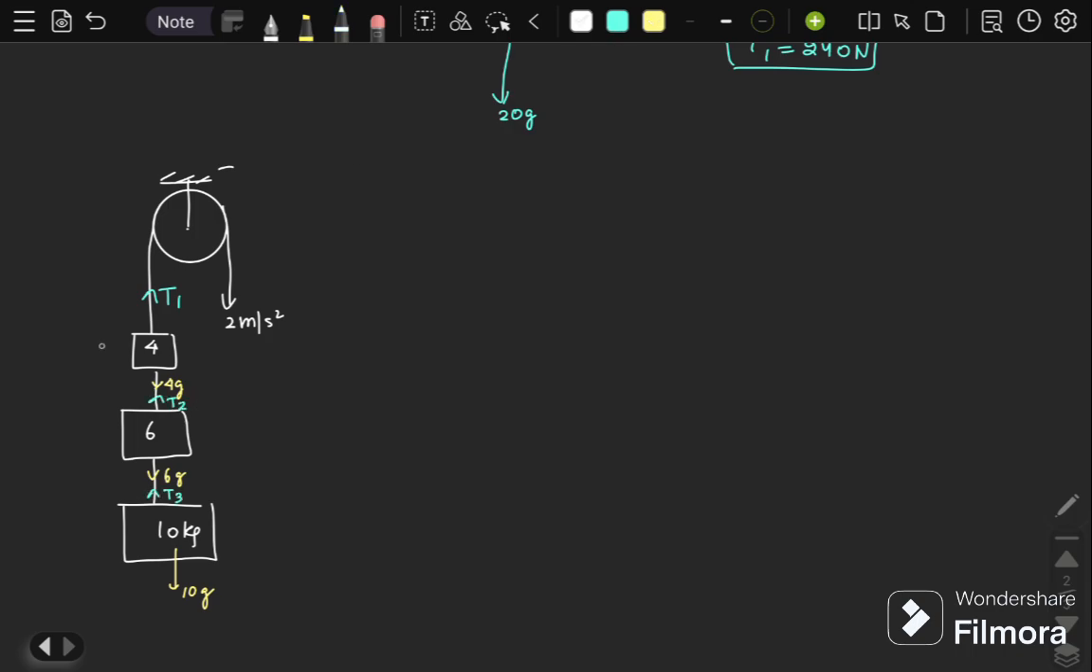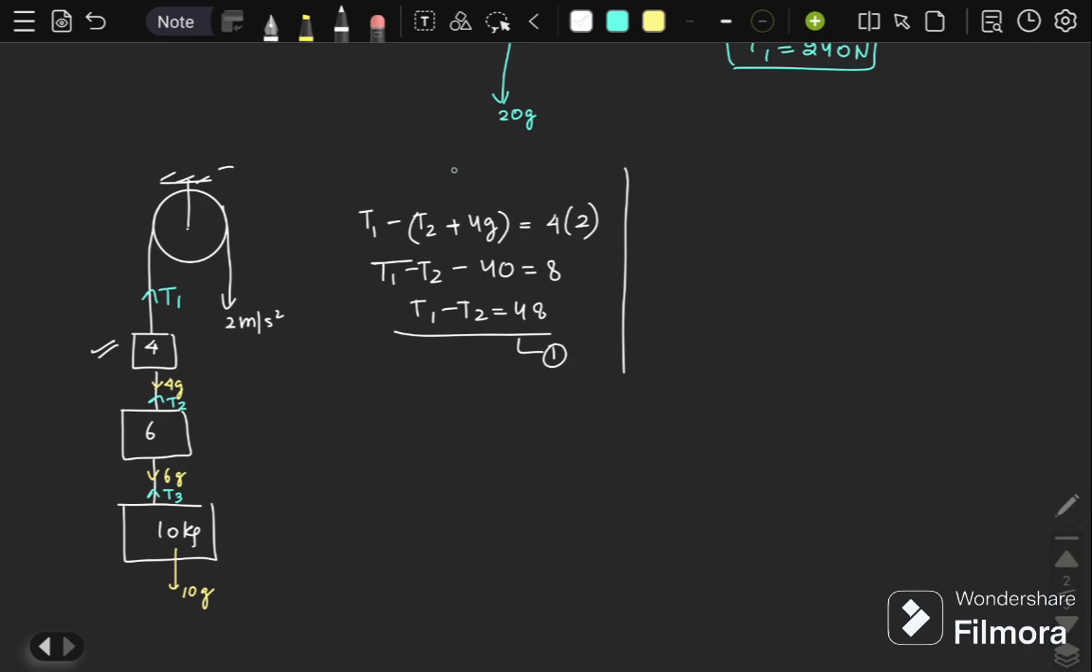Now if I write the equation for the 4 kg block, it will be T1 minus T2 plus 4g is equal to 4 into the acceleration, which is 2. So T1 minus T2 minus 40 is equal to 8. So T1 minus T2 comes out to be 48. This is, let's say, the first equation. Now this is for 4 kg.